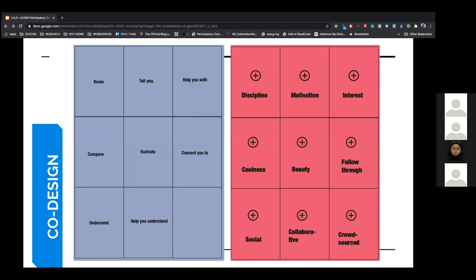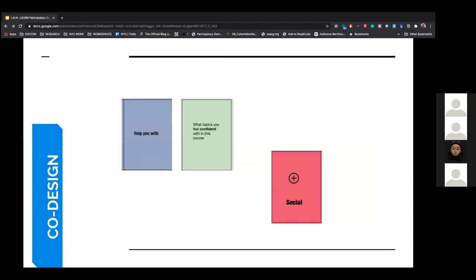What we would get students to do is randomly assign these cards together: grab one blue card, grab one green card, put them together and see if they make sense. They would get combinations like, you can create a tool that helps you with what topics you feel confident with in this course. They would randomly go through these combinations until they got to one that resonated with them as a stakeholder themselves, or with the stakeholder they had created with their persona.